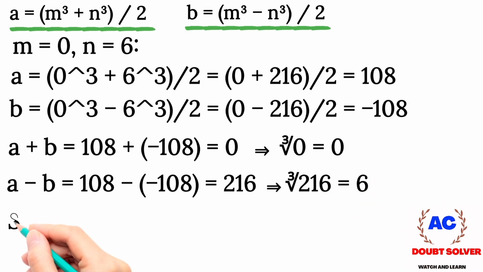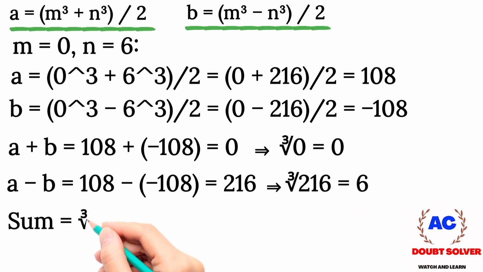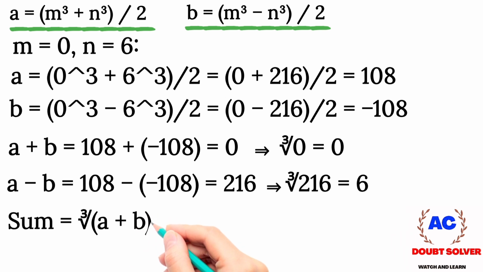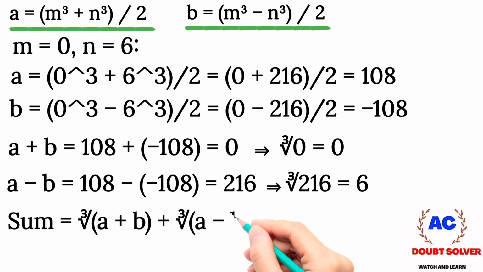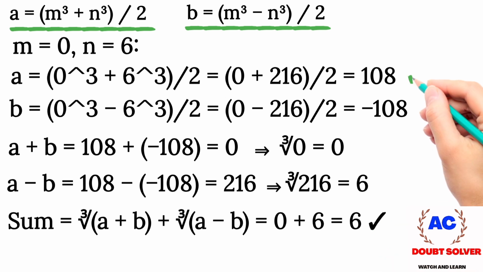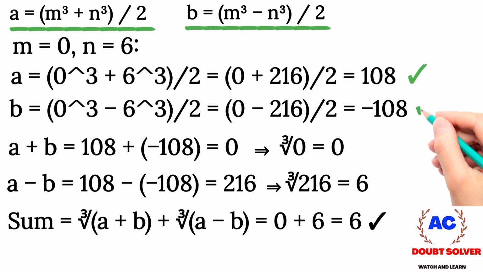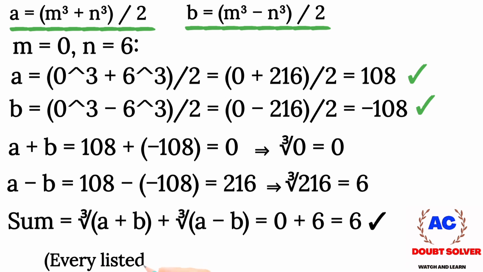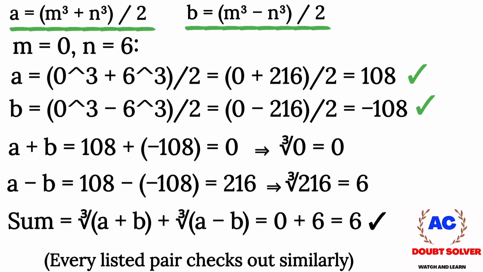Now let us sum it. Cube root of a plus b plus cube root of a minus b is first 0 plus 6, it becomes 6. So for the values of m is equal to 0 and n is equal to 6, we get the value of a is 108 and the value of b is minus 108. So for every pair of m and n, we will calculate the value of a and b similarly.